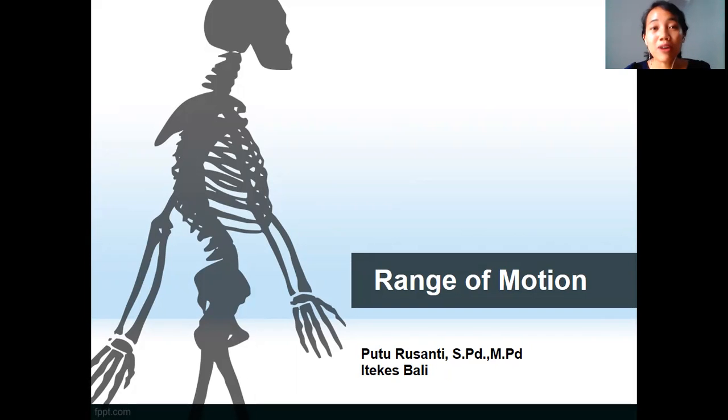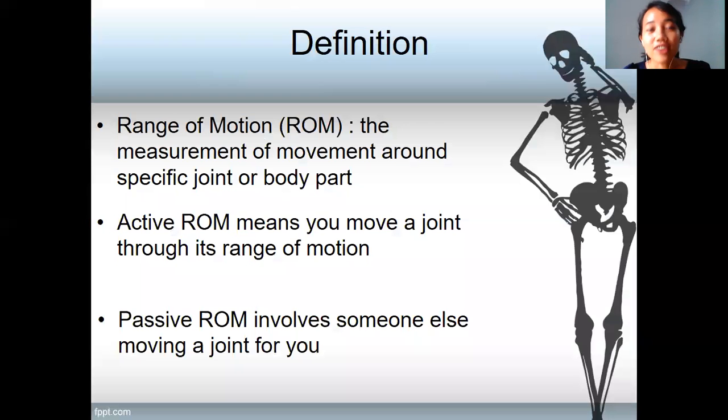Now let me start with the first topic, that is the definition of range of motion. What is actually range of motion? Range of motion, or we can call it ROM, is the measurement of movement around a specific joint or body part. So the keywords here are movement of a specific joint or body parts. It means that your body parts move.